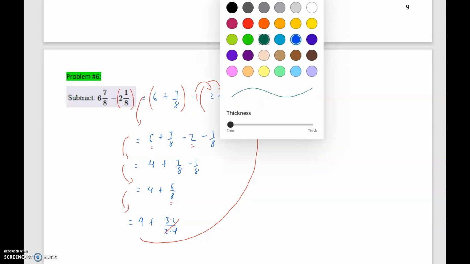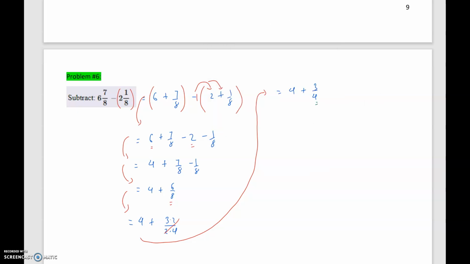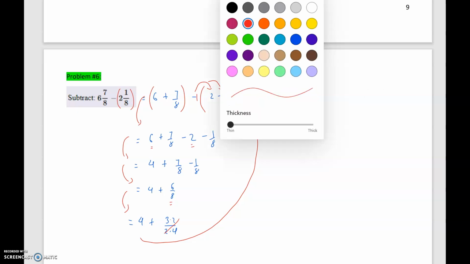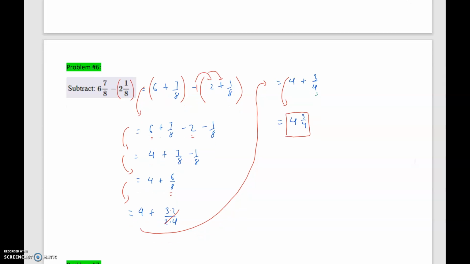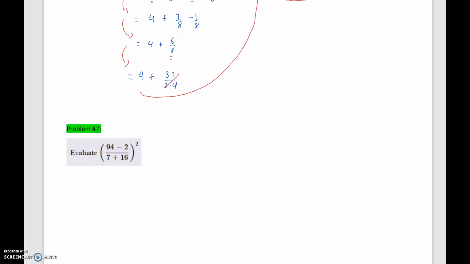And since this resulting fraction is a proper fraction, you can express it as a mixed number from here. And I'm going to leave it as a mixed number because the original problems were mixed numbers. So technically this one will be 4 and 3/4. That's actually it for problem 6. Let's move on to problem 7.